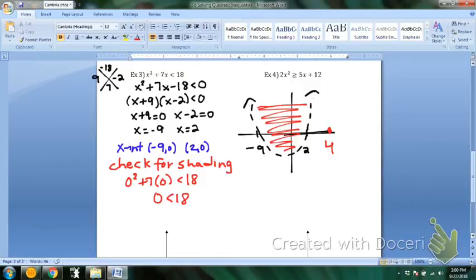Then we have our number line. No, we plug it into the original problem. And the original problem is positive 18. Good question.